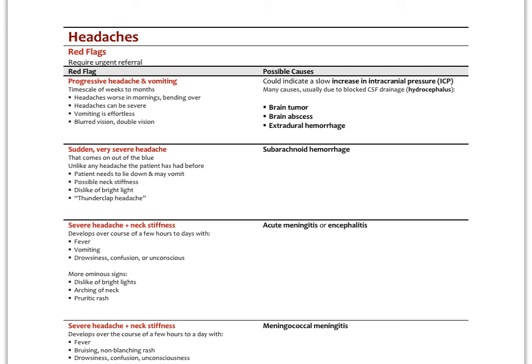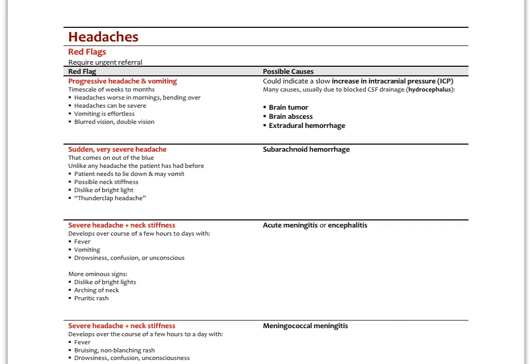So here's just, again, some red flags to consider. These would all be level 4, need for level 4 intervention. But progressive headaches with vomiting with a time scale of weeks to months. This could be a slow rise in intracranial pressure, and so that's something that might suggest a brain tumor. Brain abscess is another type of infection, usually bacteria. You form a pocket of infection in the brain, and then potentially extradural hemorrhages. All that would be a red flag.